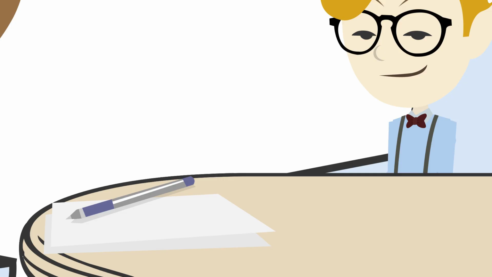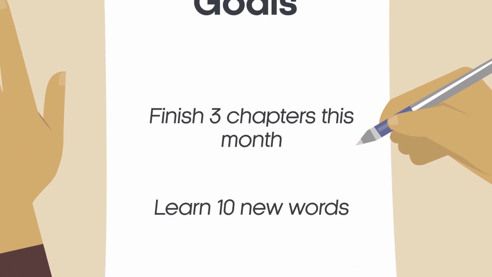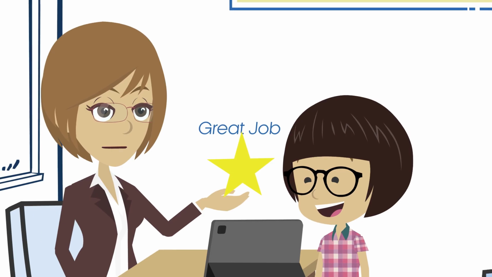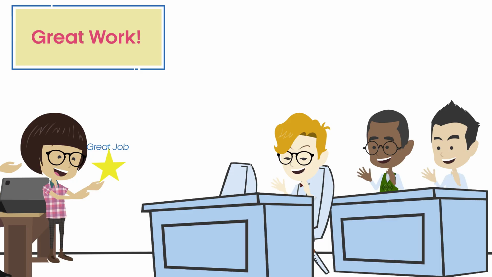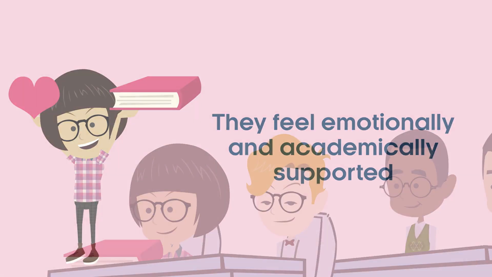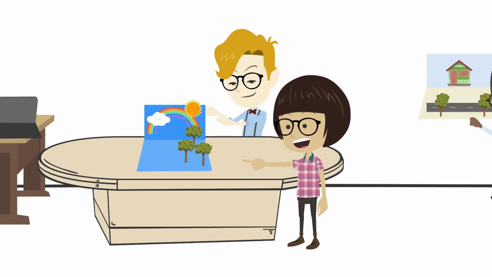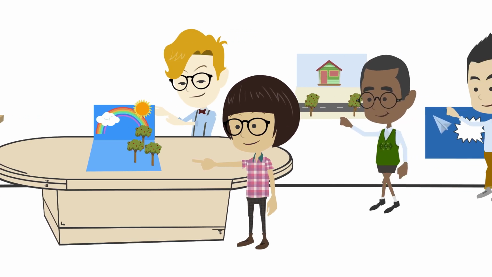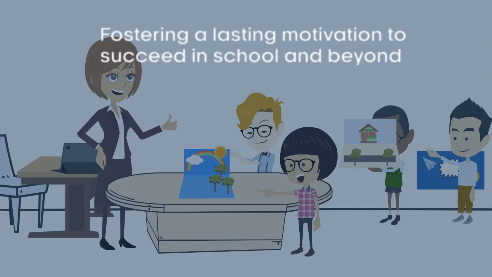Additionally, supportive teachers encourage students to set personal goals, guiding them towards achievable milestones and celebrating their progress. This sense of accomplishment reinforces a positive association with learning and promotes resilience in facing academic setbacks. In an environment where they feel emotionally and academically supported, students develop an intrinsic motivation beyond external rewards or approval. Ultimately, teacher support creates a learning atmosphere where students are empowered to take ownership of their education, fostering a lasting motivation to succeed in school and beyond.